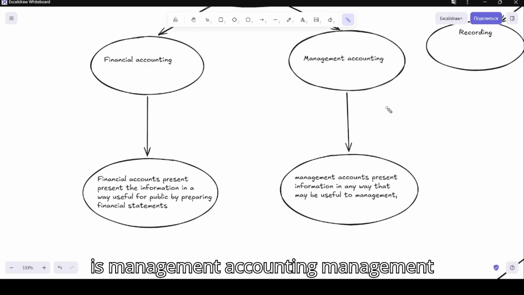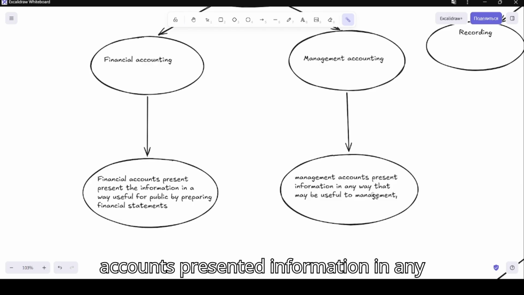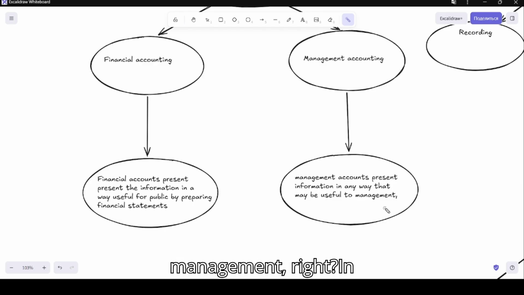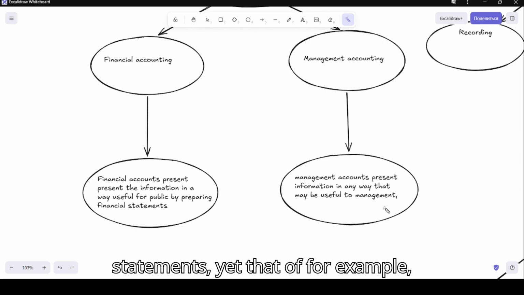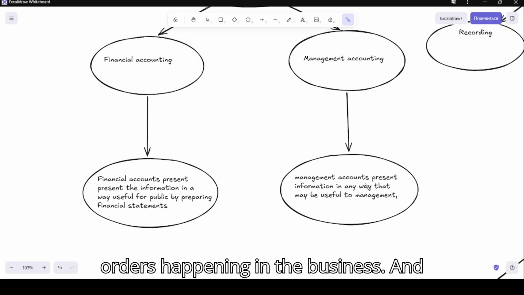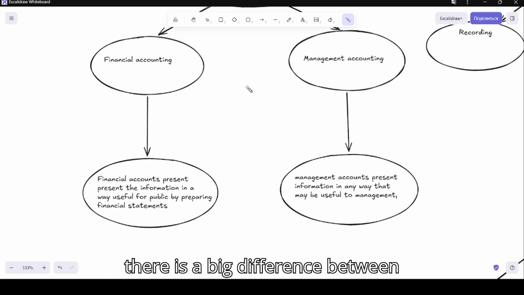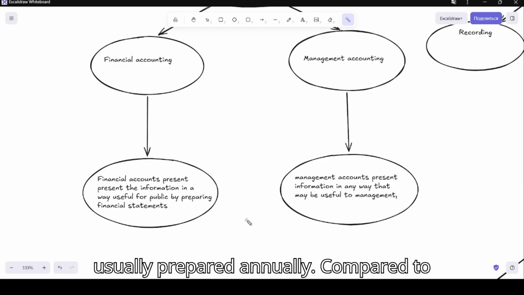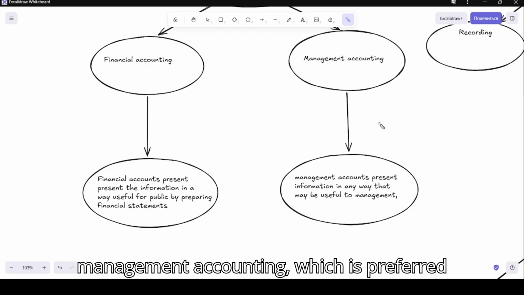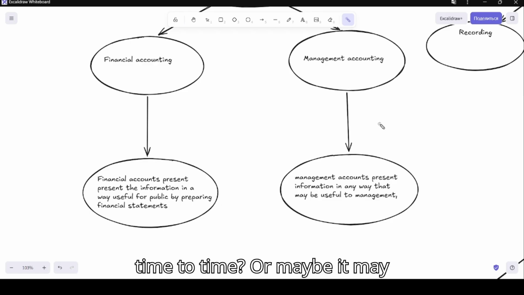And what is management accounting? Management accounts present information in any way that may be useful to the management. In this case, accounting helps management see, for example, what is happening in the business. There is a big difference between financial accounting and management accounting, and one of them is time, because financial statements are usually prepared annually, compared to management accounting, which is prepared from time to time, or may be called on demand, when it is needed.